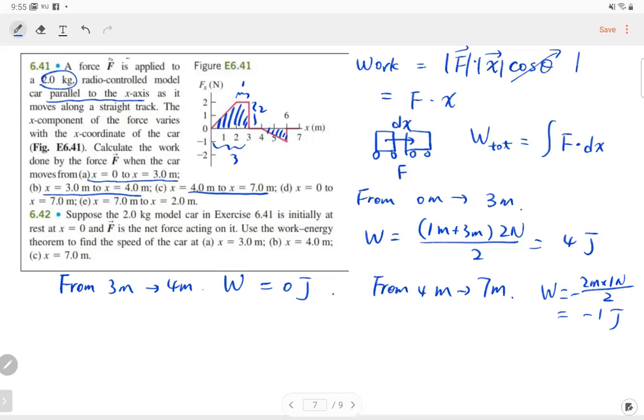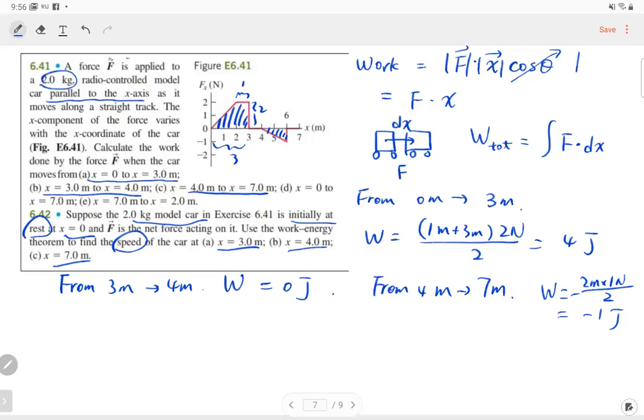So second question, suppose a car has an initial speed that's zero, initially at rest, at x equal to zero, then we're going to calculate the speed of the car at x equal to 3, x equal to 4, and x equal to 7. So we're going to calculate the speed at different points.